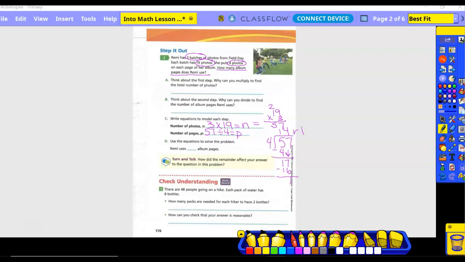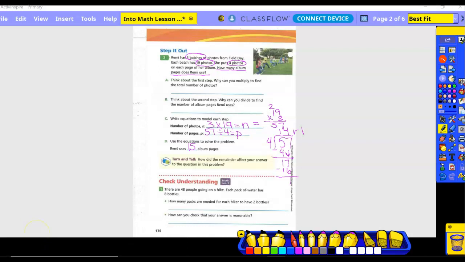But how many total pages are they going to need to put all of those pictures in the book? 14. Well, if I do 14, am I going to leave a picture out? Yes, and we can't just leave that picture out. So we have to add one more, which would make it what? 15 to cover all of the pages.